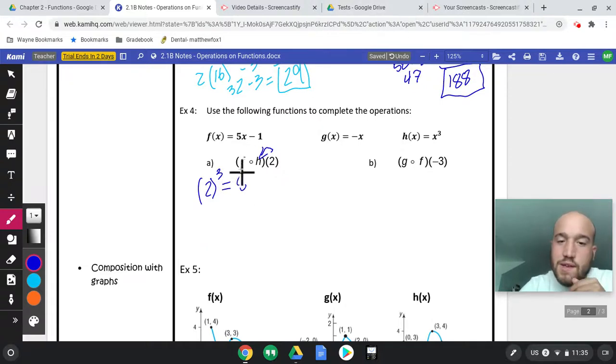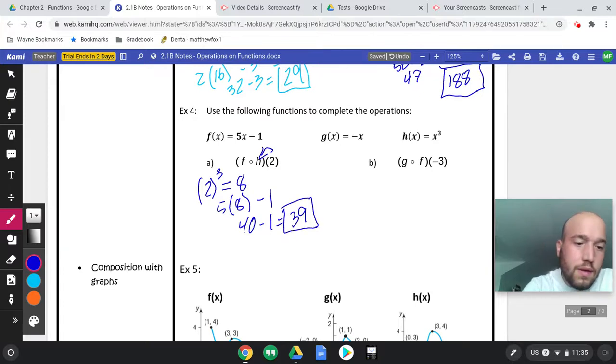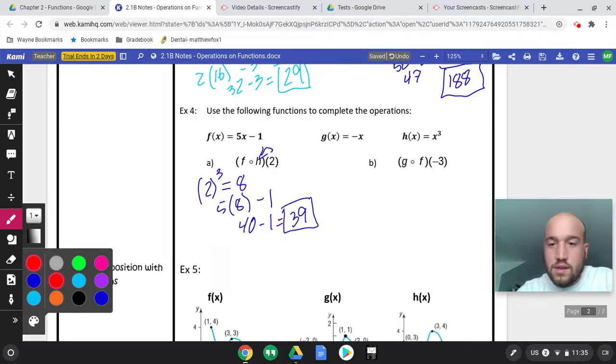And now we're going to plug that into the f. So in our case, it'll be 5 times 8 minus 1. 5 times 8 is 40. 40 minus 1 gives us 39. And that is our final answer there. So now, let's do the next one.